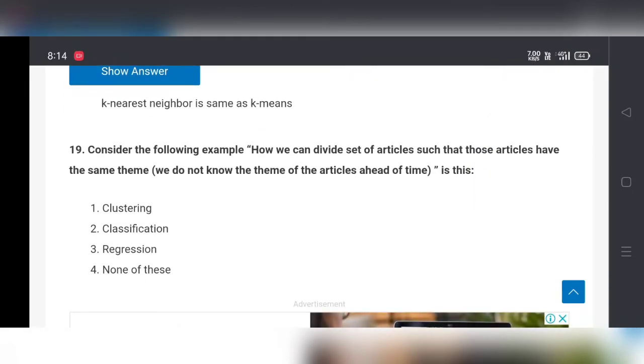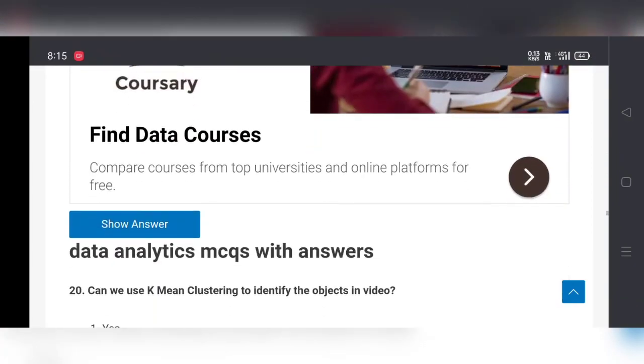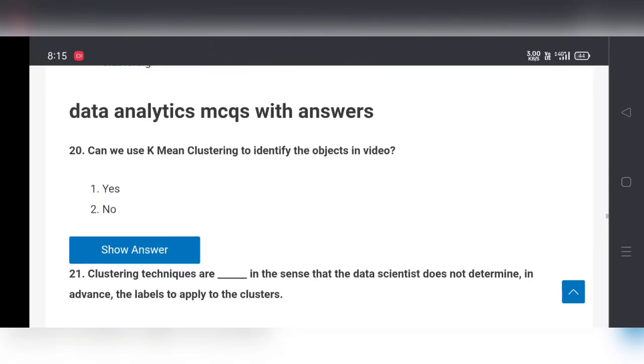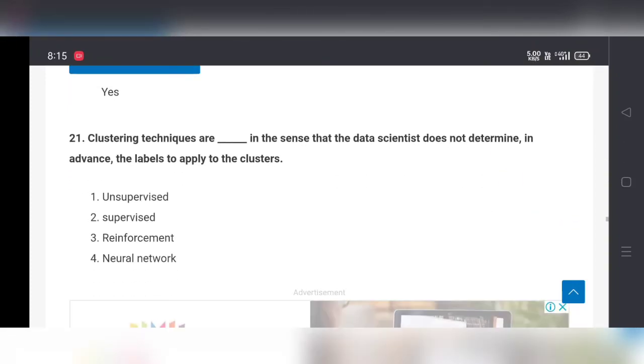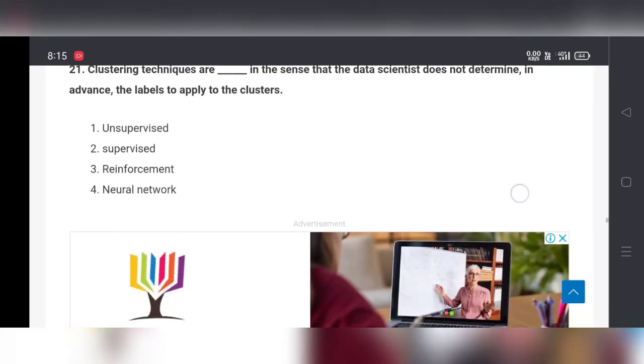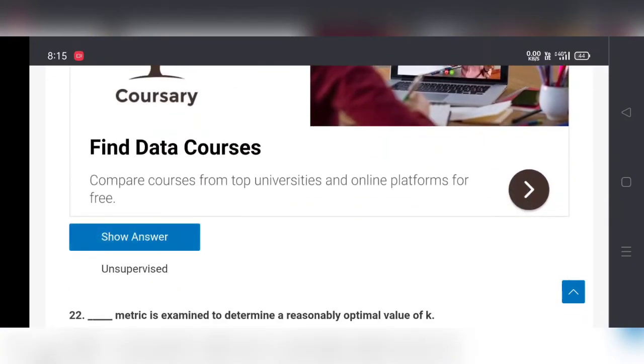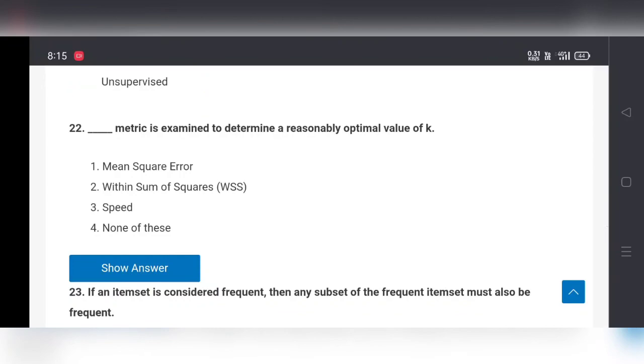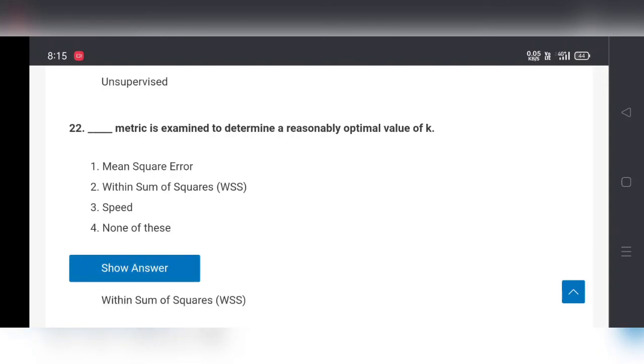Next, consider the following example. How can we divide a set of articles such that those articles have the same theme? The answer is clustering. Next, can we use k-means clustering to identify the objects in a video? The answer is yes. Next, clustering techniques are dash in the sense that the data scientist does not determine in advance the labels to apply to the clusters. The answer is unsupervised. Next, 22nd, that is dash metric is examined to determine a reasonably optimal value of k. The answer is within sum of squares, WSS.